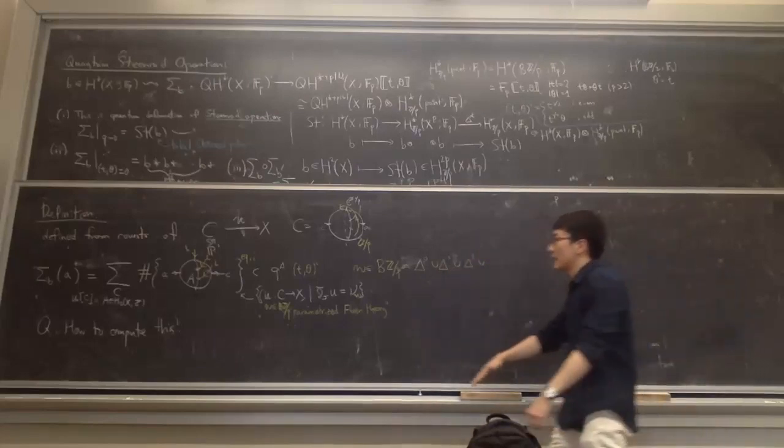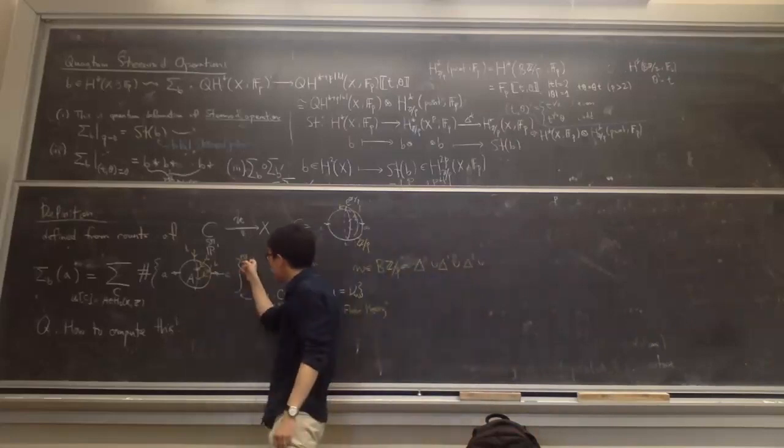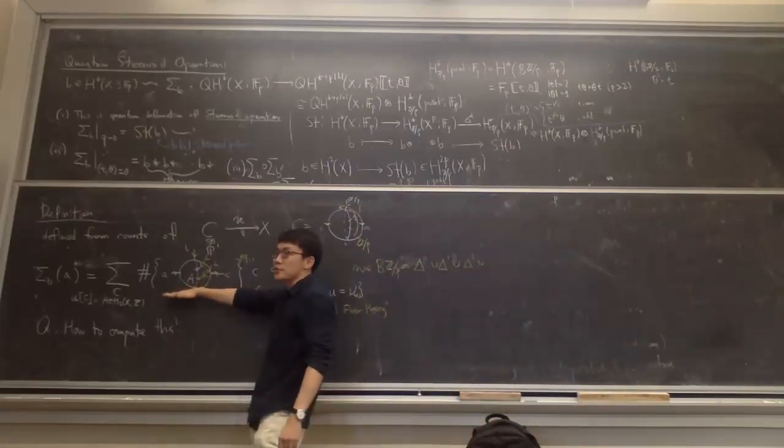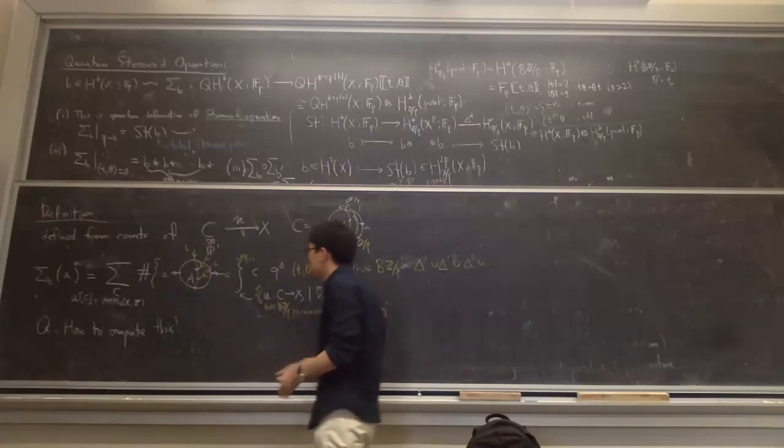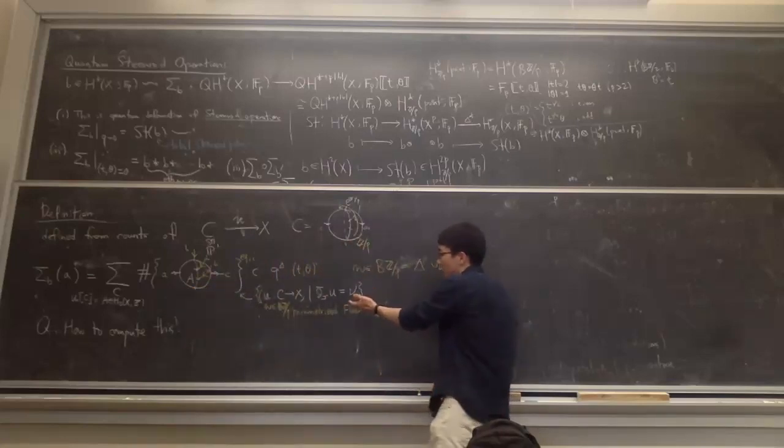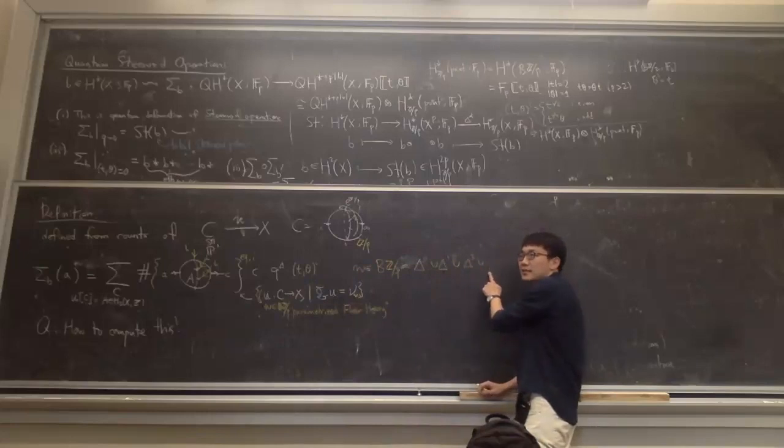So now the equivariant moduli space that shows up as the structure constant is the counts of some curves like this, where W is asked to lie in delta I.